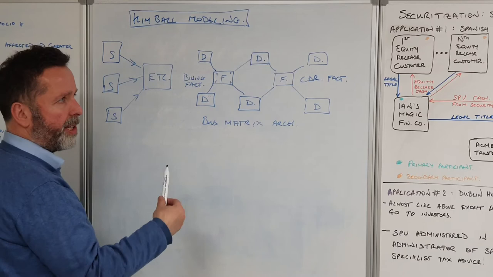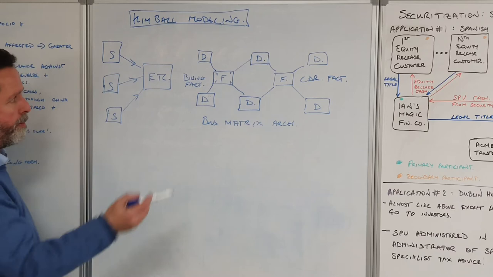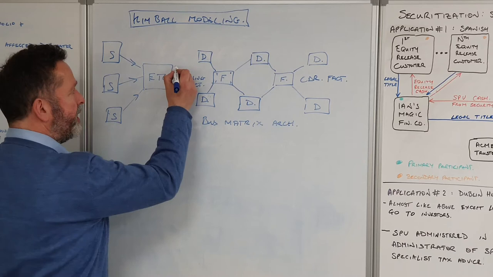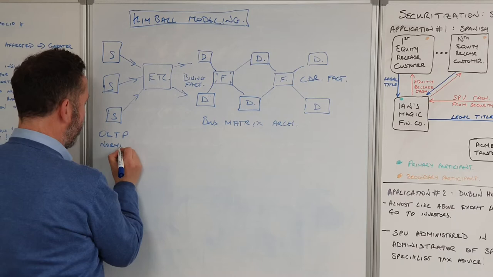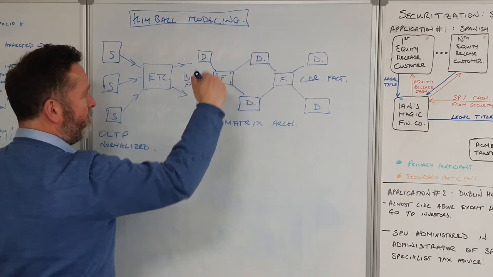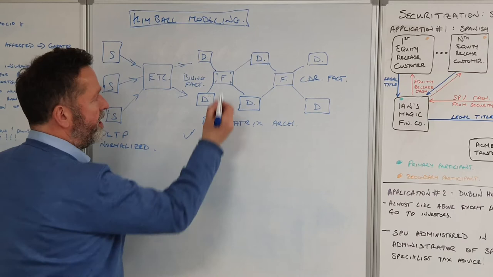Now, the reason you'd set stuff out in this fact and dimensional model is because there's quite a good deal of transformation that needs to go on from these sources, which are generally OLTP normalized sources, to these denormalized fact and dimensional formats. The reason you do that is because you're trying to reduce the number of joins that you have to do in order to do reports.